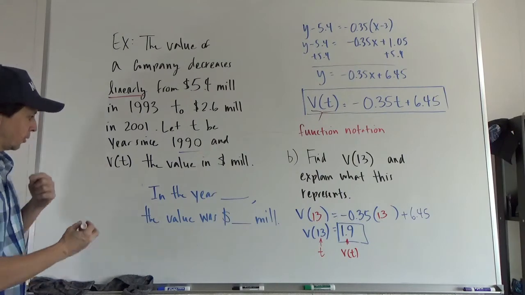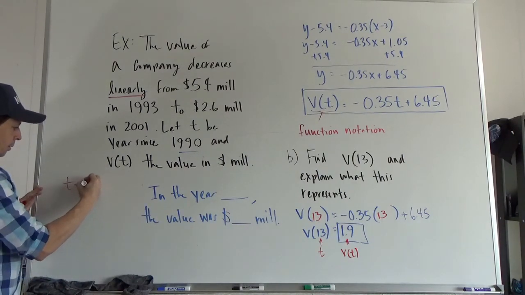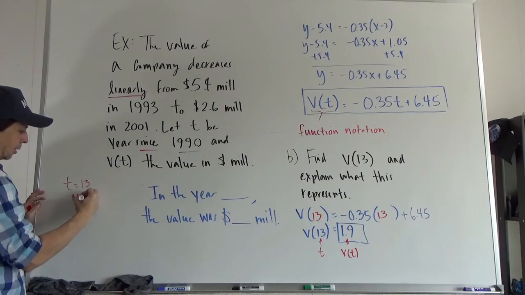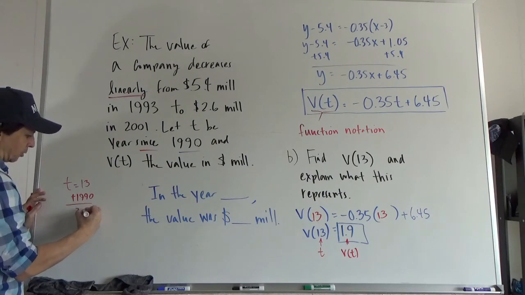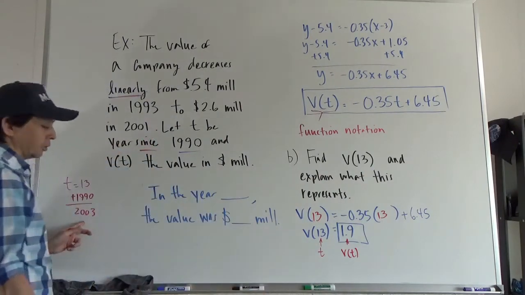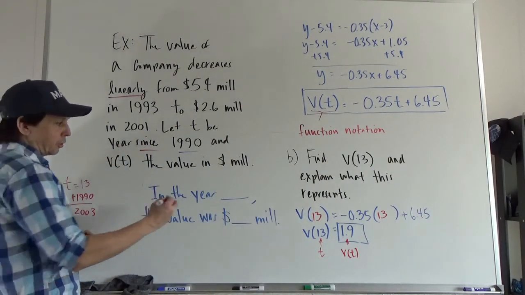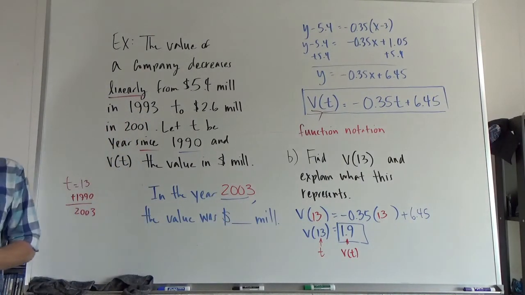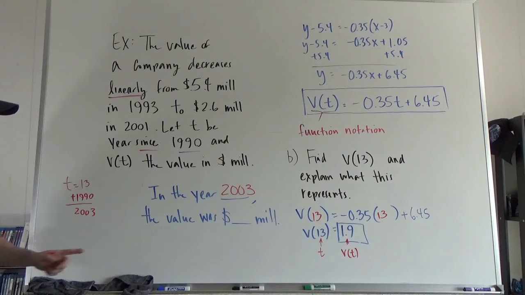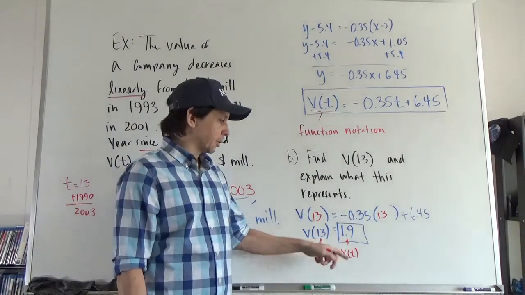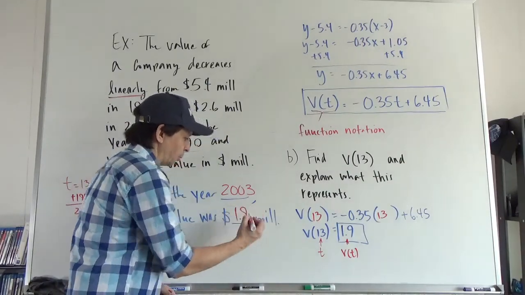What year is year 13? It's 13 years since 1990. So you add it to 1990 and you get the year 2003. T is equal to 13. That's your input. That represents the year 2003. You're basically plugging in 13 so you can find out the value of the company in the year 2003. And the value was whatever your output. This function produces output. The v of t output is your company's value, 1.9 million.